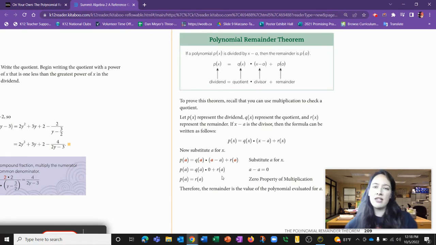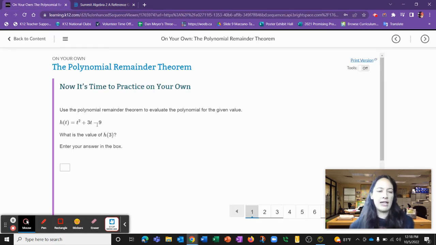But the basic idea of the questions is they're going to ask you to use this theorem to find the remainder to solve for the original polynomial, the original function at that point, at a. So let's go see what that means when we're talking about it mathematically. So take a look. Use the polynomial remainder theorem to evaluate the polynomial for the given value.